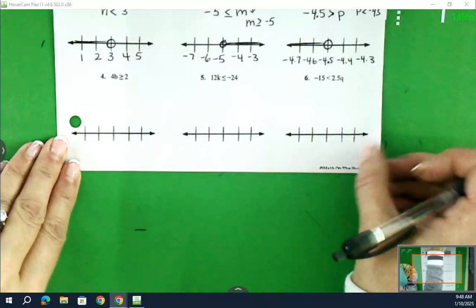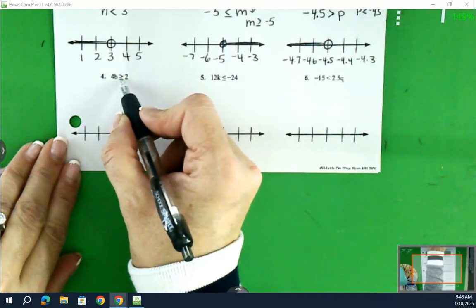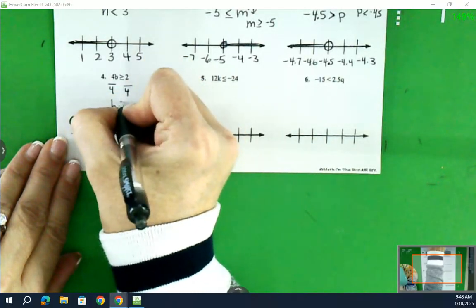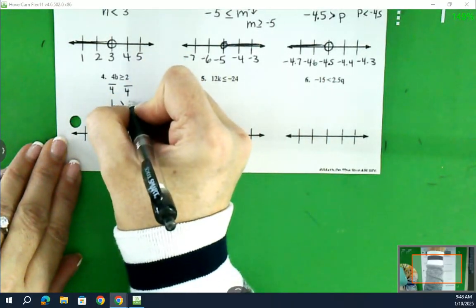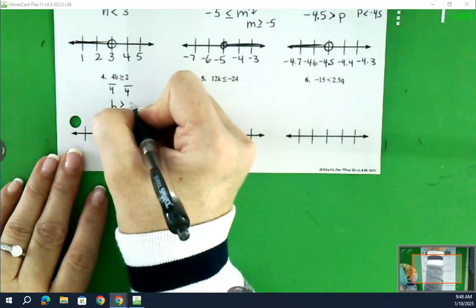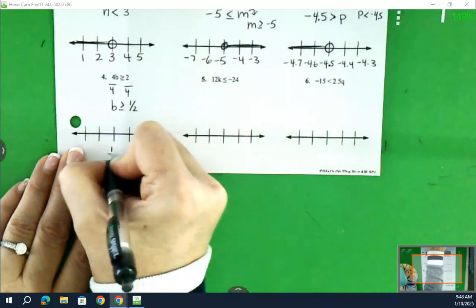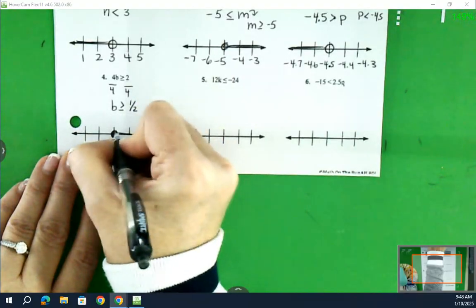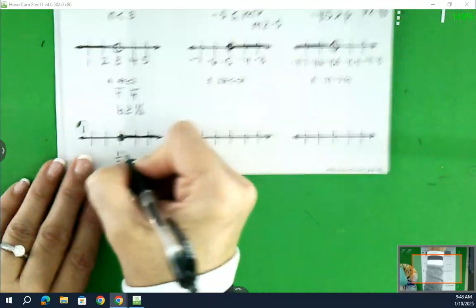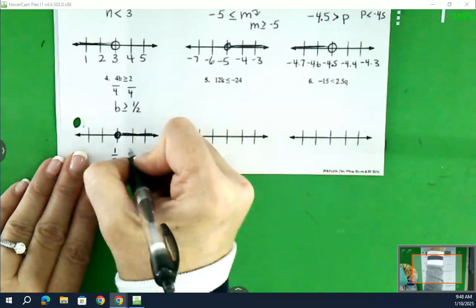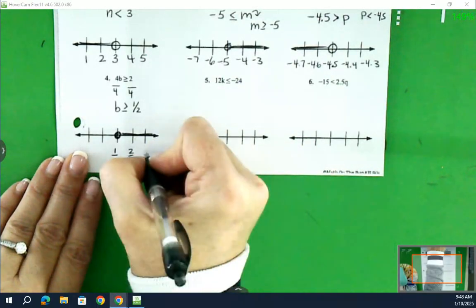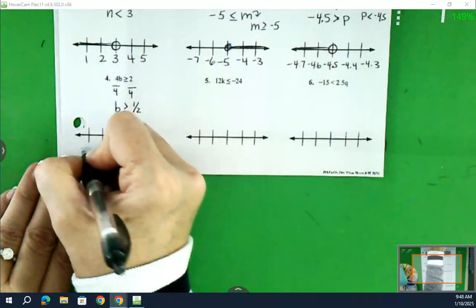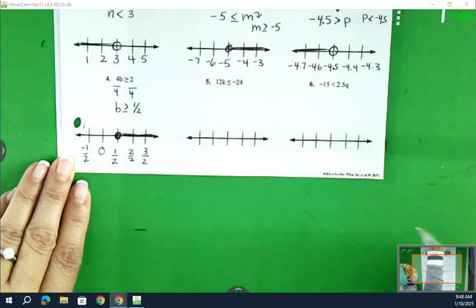Okay, looking at number 4, we have 4b is greater than or equal to 2. So we have to divide out that 4 and get b is greater than or equal to 1/2. So we're going to have 1/2 in the center here. Closed circle, b is greater than or equal to. And then we're going to add halves going to the right. So this will be 2/2, 3/2. Subtracting a half would be 0, and then -1/2.